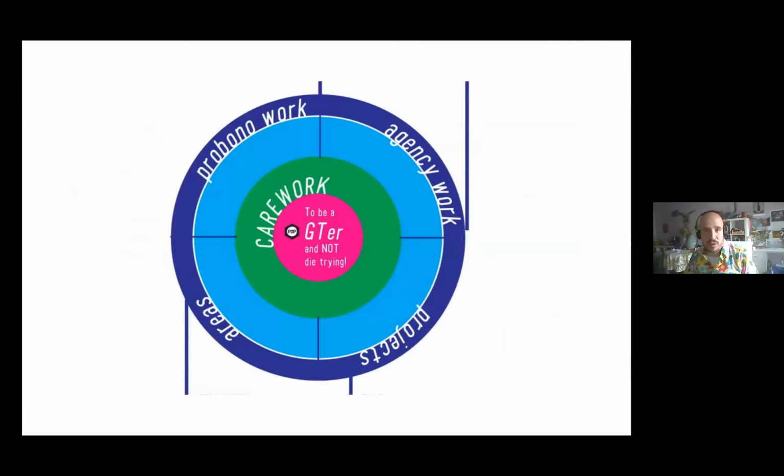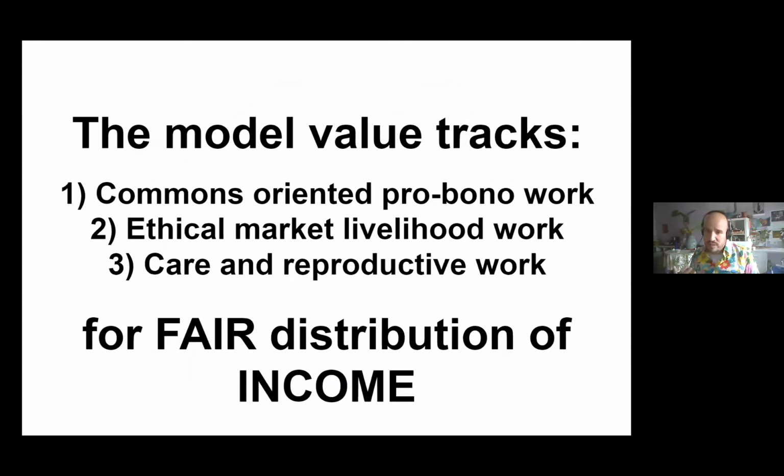And this is another question of the times, so to speak. We see a lot of talk now about how do we work as distributed teams, how we're forced to work over the internet. But what about the affective work? What about the human interactions that maybe you have in a workplace? So this model value tracks 3 things: commons-oriented pro bono work, ethical market livelihood work, and care and reproductive work for a fair distribution of income.